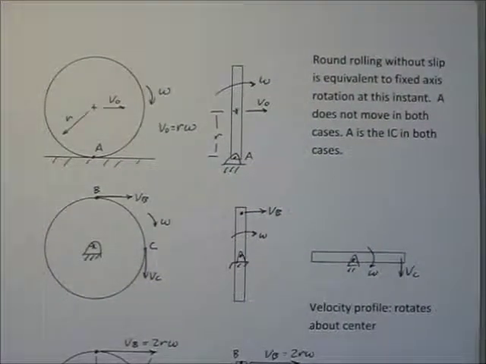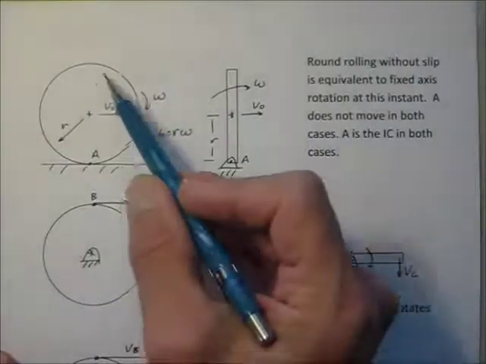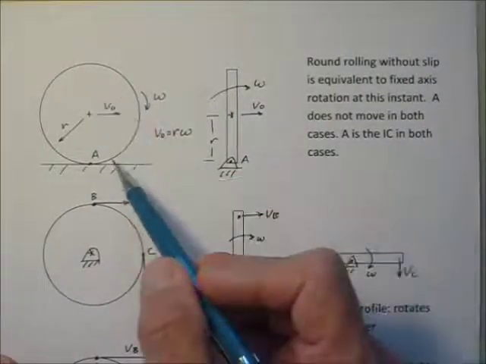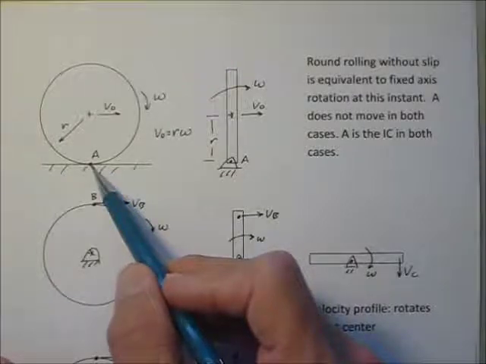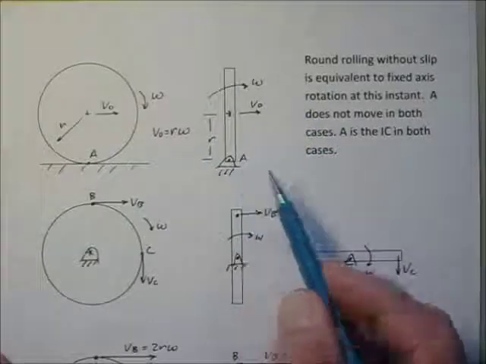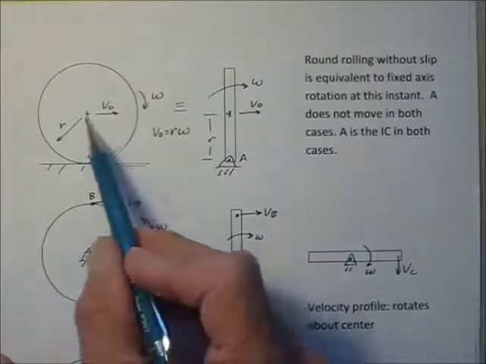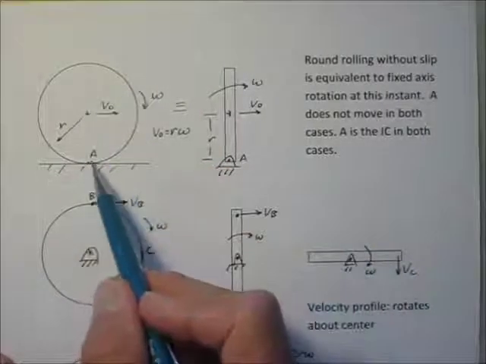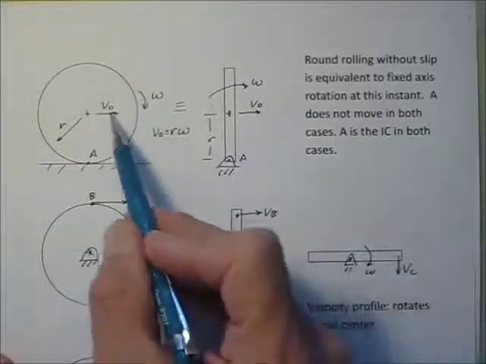Okay, so here, what I want to do is contrast round rolling things with fixed axis rotation for some additional insight. If we consider this round rolling thing rotating about A as an instantaneous center, it behaves identically to a fixed axis rotation of a bar with a pin connection here. So I'm going to put a big equivalent sign right there and say that the velocity of O, which is basically rotating about A with some omega, is equal to r omega. That's the velocity of O.